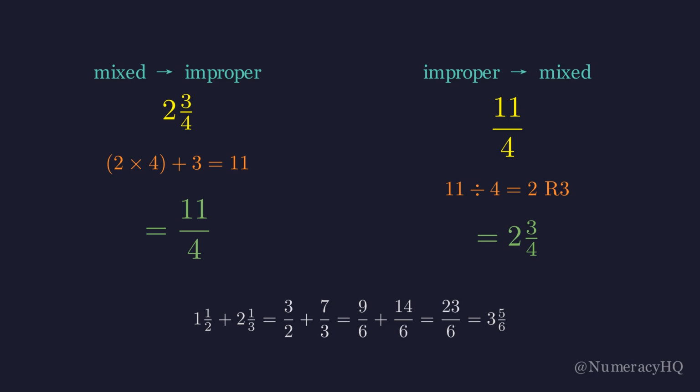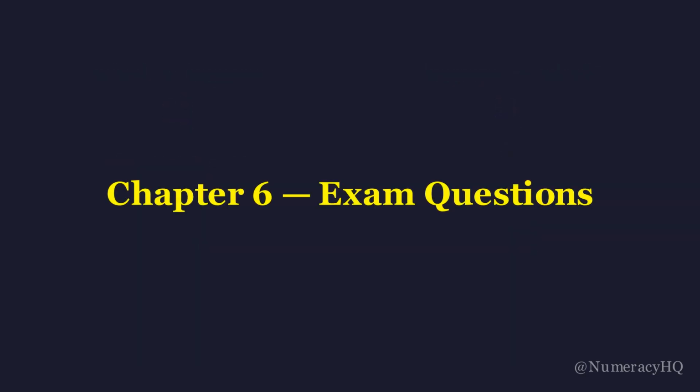1 1/2 plus 2 1/3, 3 halves plus 7 thirds. LCM of 2 and 3 is 6. 9 sixths plus 14 sixths equals 23 sixths. Convert back, 3 5/6. Chapter 6, Exam-Style Questions.